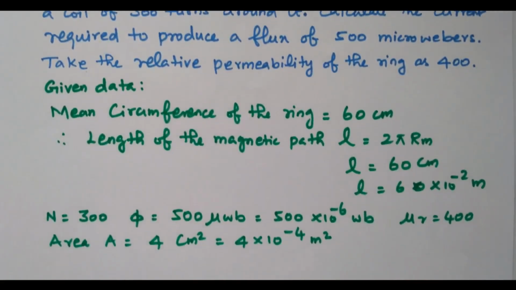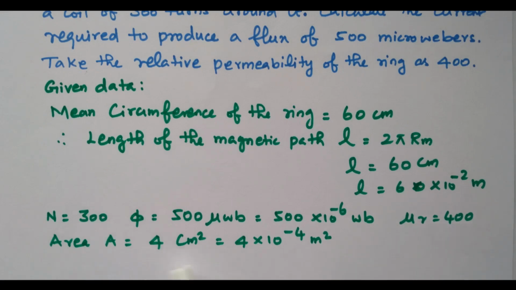Now what are the other data given? Number of turns is 300. The flux is given as 500 microweber, so 500 into 10 to the power minus 6 Weber. Micro means we have to multiply with 10 to the power minus 6, milli means 10 to the power minus 3. Then the mu r value is given as 400, the relative permeability of the iron.